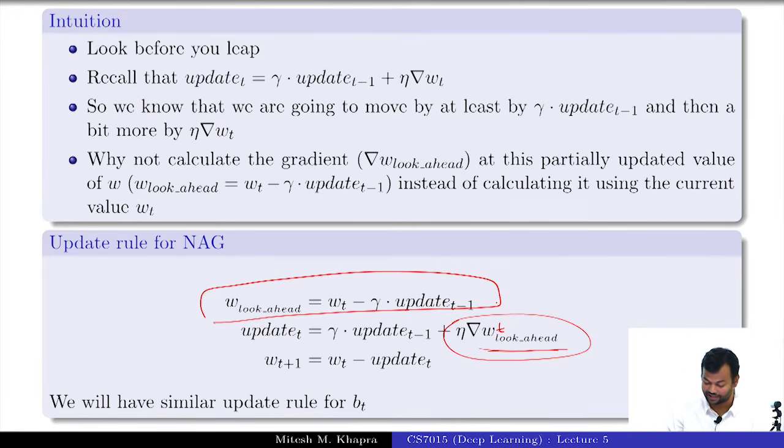So you understood this, that there's a two-step movement: W_t minus history minus the current gradient, with the gradient computed at time step t. Now you know that you're already going to move by the history, so why not just move there and then compute the gradient at that point? You've anyway made some movement. You compute the gradient at that point and then decide which is the direction to move in. So that's what this look ahead value is.